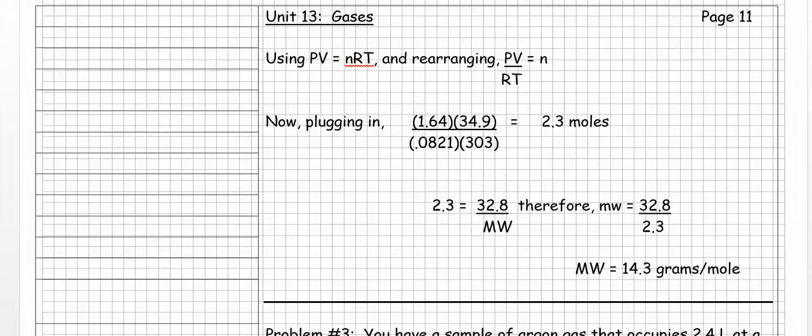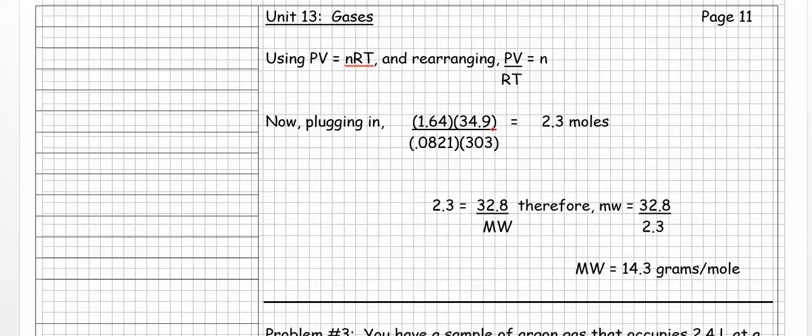Using PV equals nRT and rearranging, all right, we're going to get N by itself. So N is equal to PV over RT. See how that happened? RT just moved down. So PV over RT is equal to N. So now let's plug in. We've got 1.64, that's the pressure, times the volume of 34.9, divided by the R value, 0.0821, divided by 303 degrees. Let's do that together on our calculators.